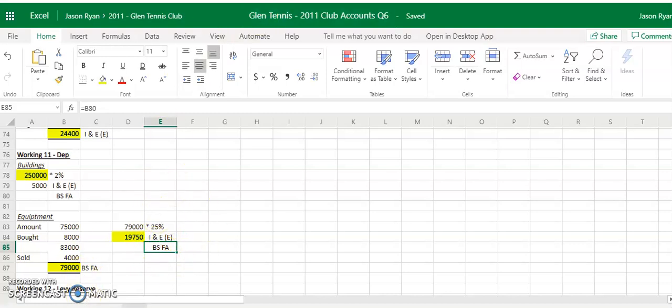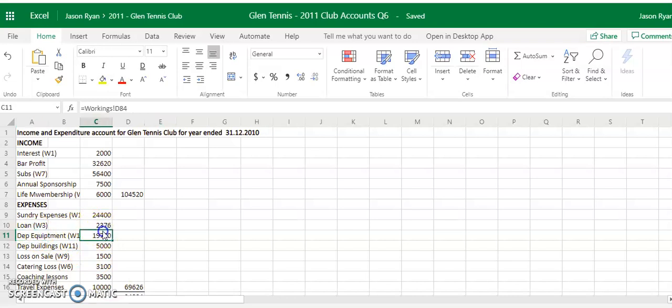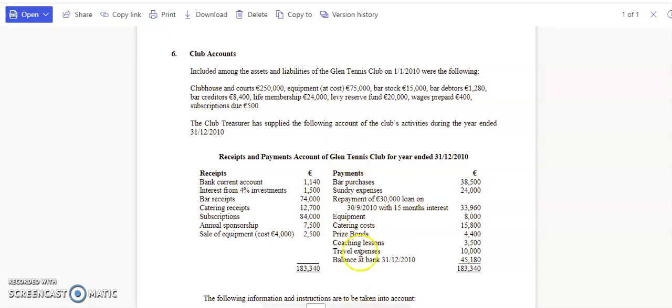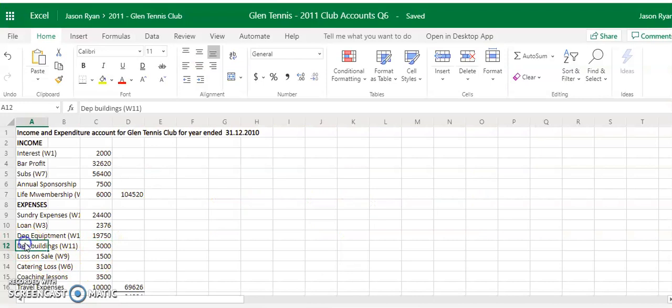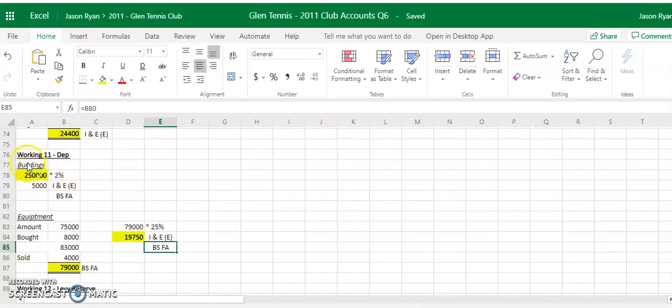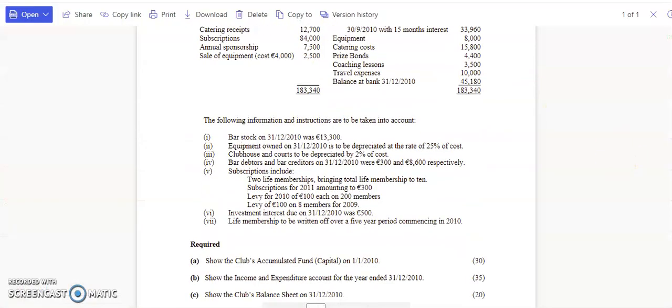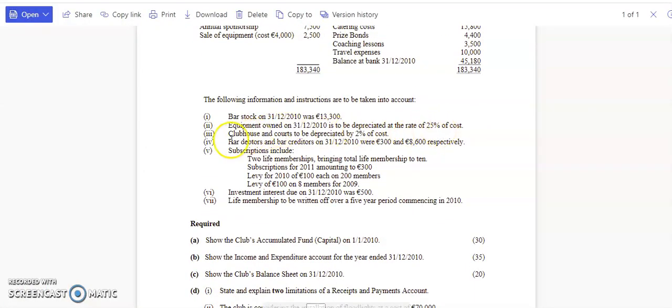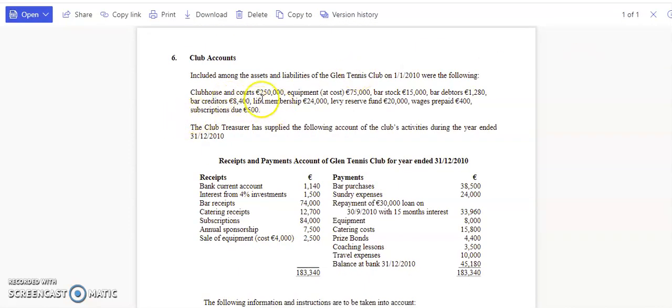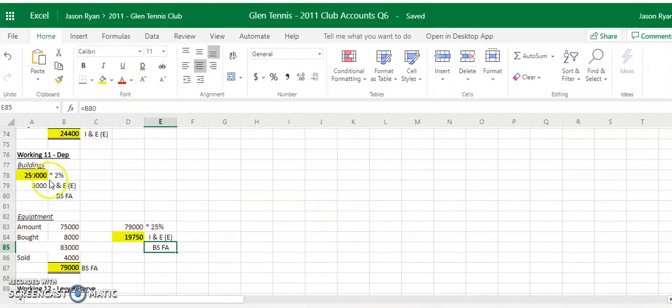So your income and expenditure will have equipment 19,750. Also here, it doesn't say here, but you need to have depreciation then of your clubhouse. So we keep those depreciations together so we don't leave it out. So if we look at our buildings, it's 250,000. It's 2% depreciation for buildings. We're just taking from here, clubhouse and court, 2%. And at start, your clubhouse and court, 250,000. So that's going to give you 5,000. That goes into your income and expenditure and also your balance sheet as a fixed asset.